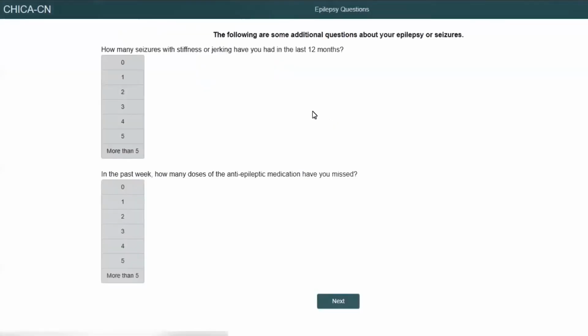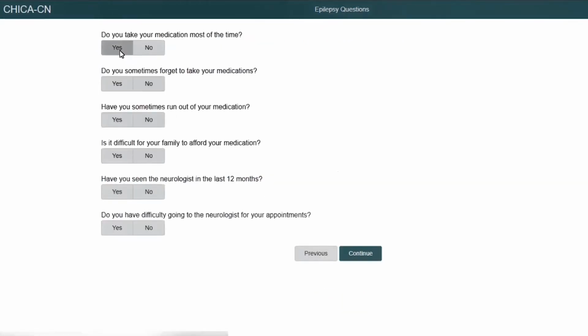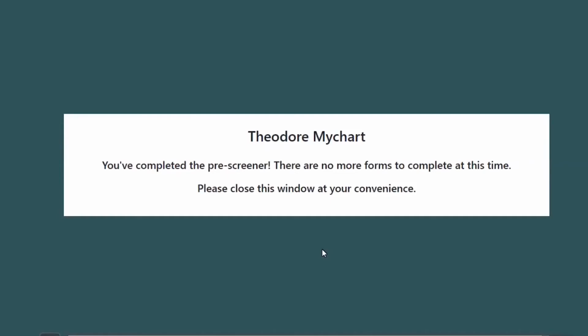Once the form is completed, there may be a few additional questions. In this case, because the patient has epilepsy, the system asks some secondary questions about frequency of seizures. It also asks about any barriers to taking their seizure medications, and if they're having any difficulty getting to their neurology appointment.